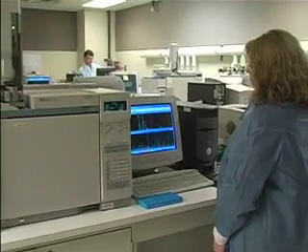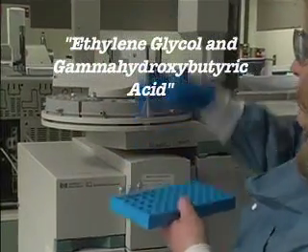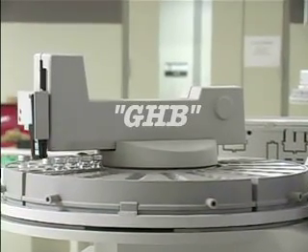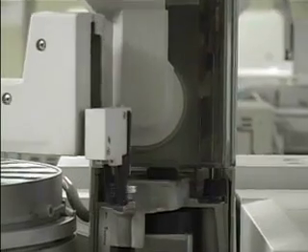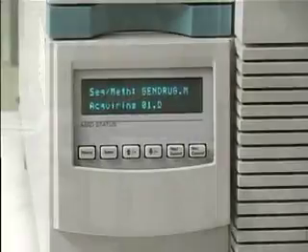Toxicology tests for other poisons such as ethylene glycol and gamma-hydroxybutyric acid, which is commonly referred to as GHB. Ethylene glycol is an ingredient found in antifreeze, and GHB is used for its hypnotic properties and commonly called the date rape drug.